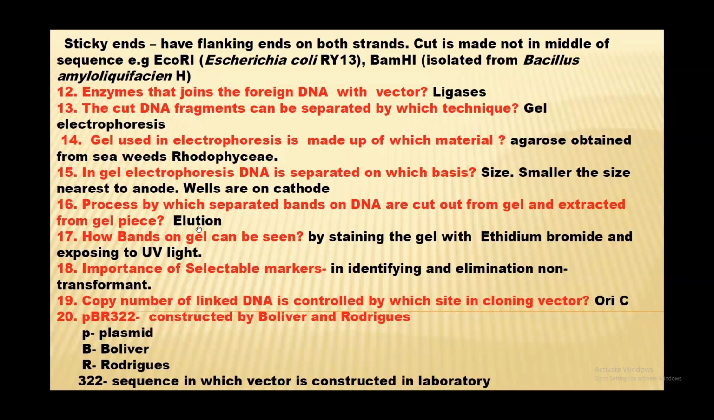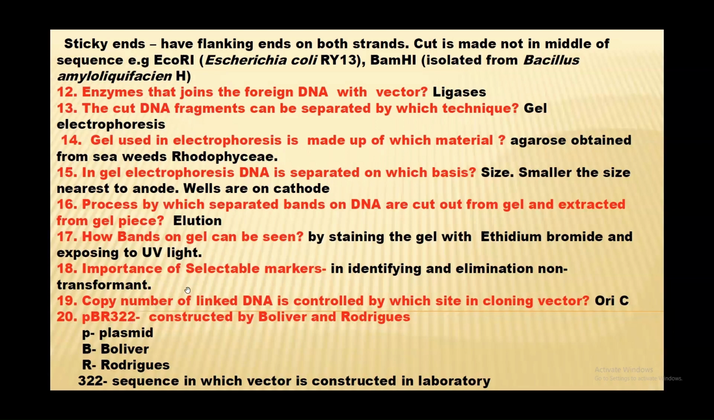So what is the name of the term which is used? The isolation of DNA, that is, the separated bands of DNA cut out from the gel and extracted from the gel piece, is called elution. The 17th point: how can bands on the gel be seen? By staining the gel with ethidium bromide. This is another important direct question asked in the NEET examination. So what is the name of the stain used to identify the bands on the gel? Ethidium bromide, and on exposing to UV light, the bands on the gel can be seen.